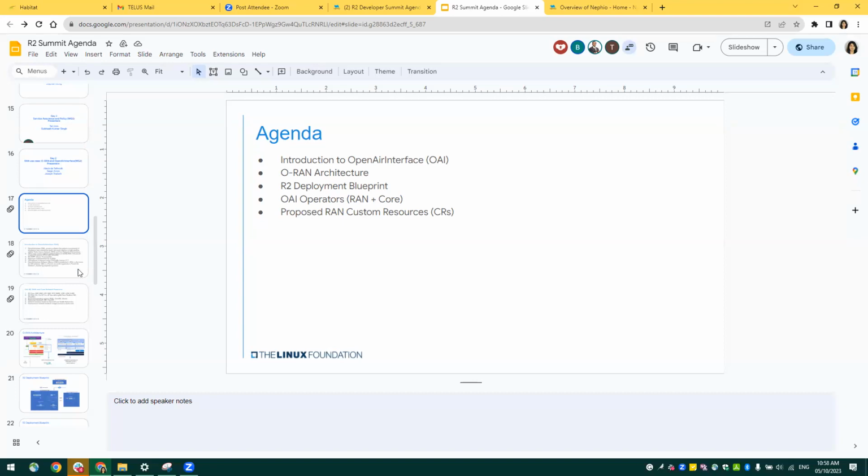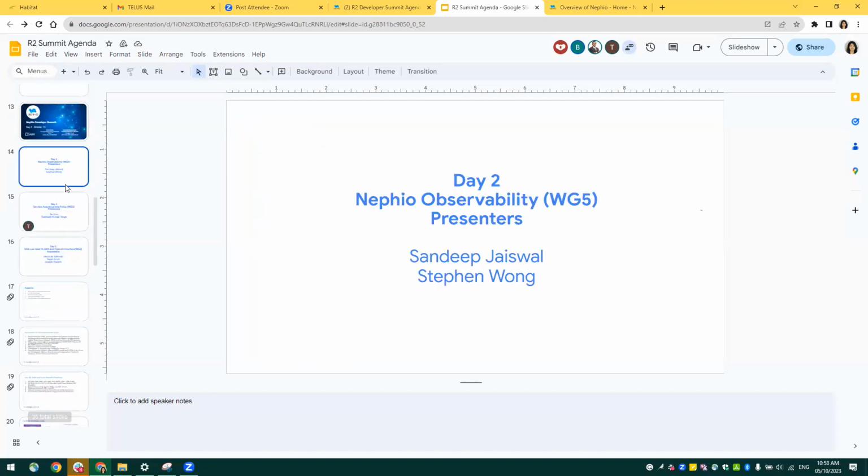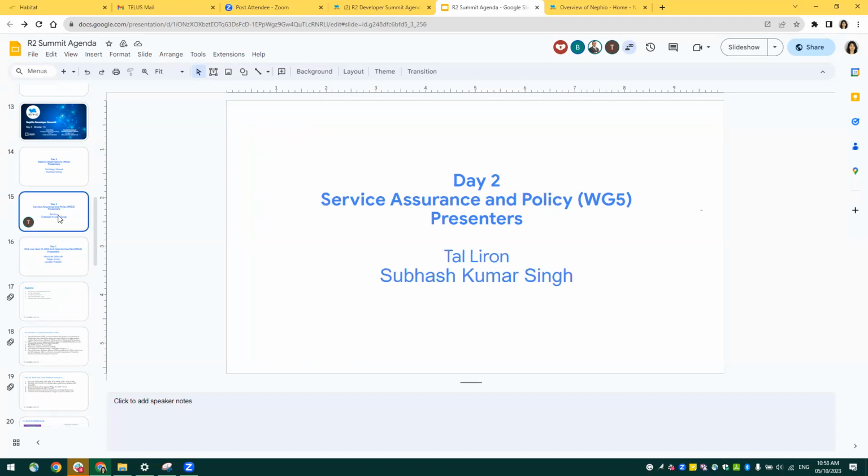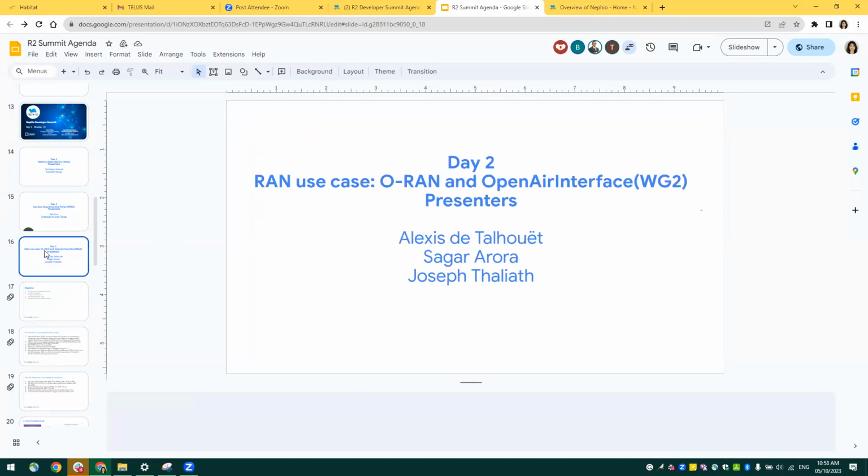Thanks, Tall. I think we don't have slides for these people, and if they want to, they should put their slides in here so that the continuity stays. Tall and Subhash, you will put something here when you have that ready. And Alexi has already put his slides here. Alexi, you are presenting this section, right?